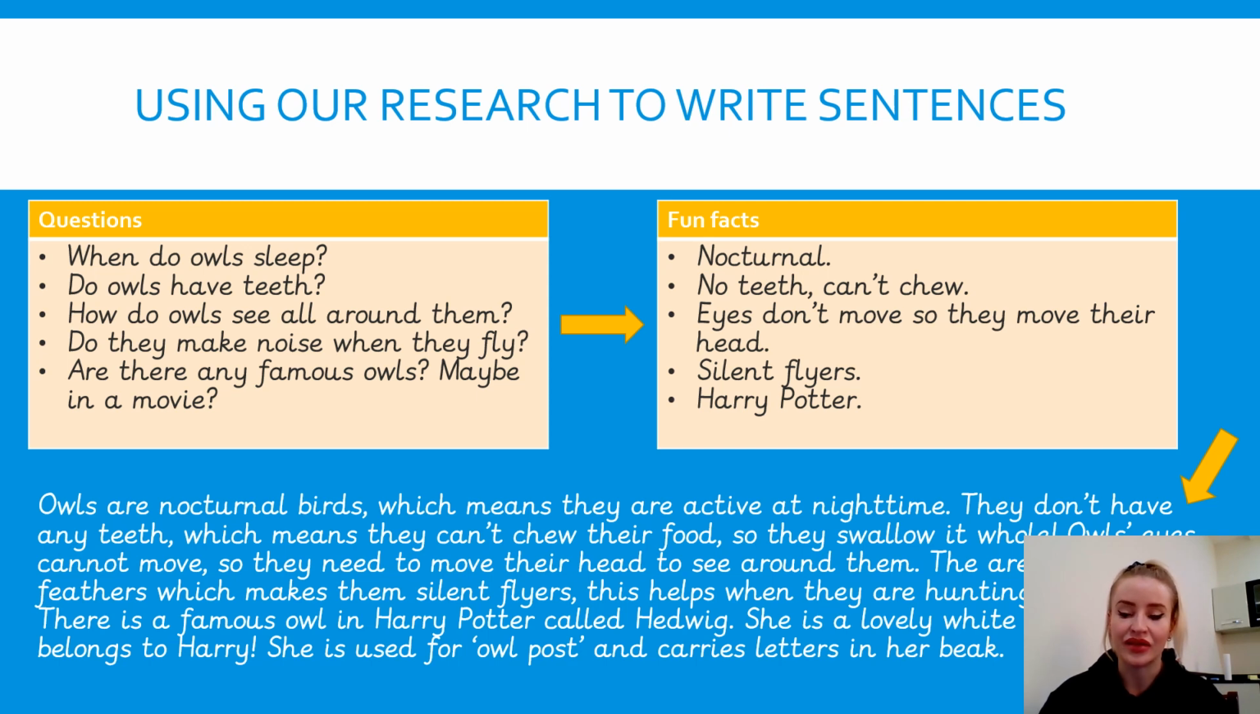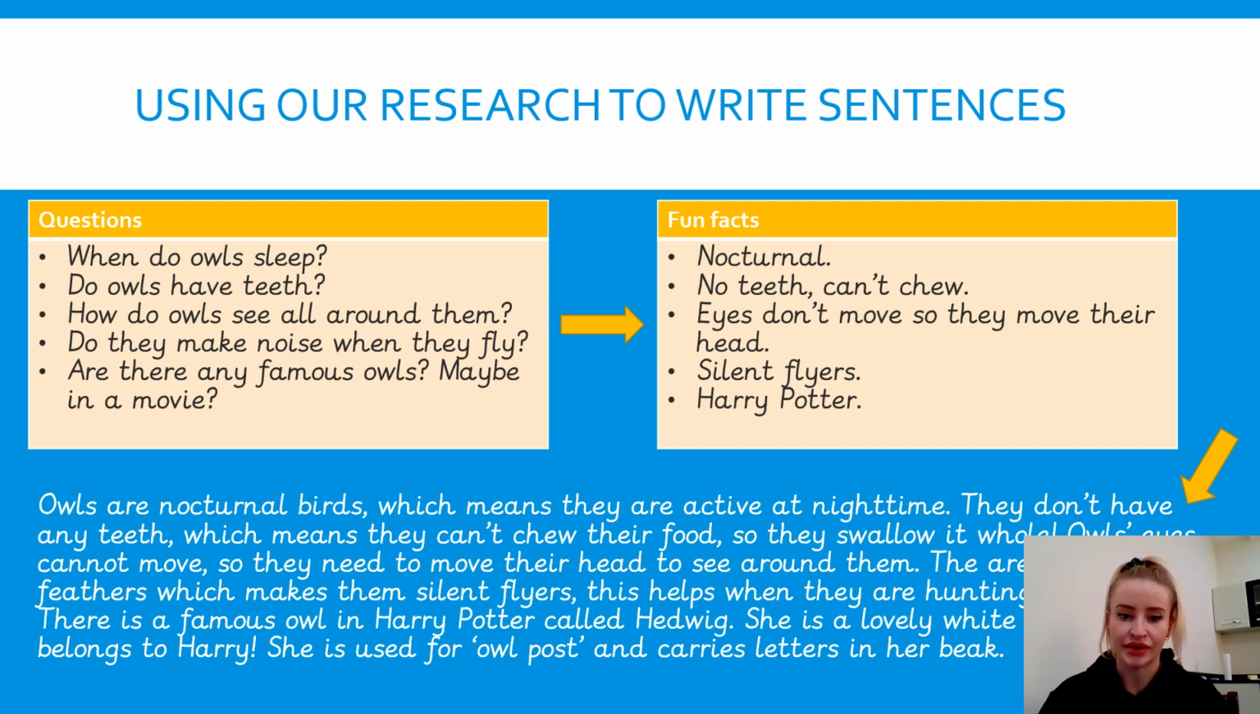But here are the bullet points and the information that I found out when I did my research. So I've written nocturnal, no teeth, can't chew, eyes don't move, so they move their head, silent flyers, Harry Potter. And you're probably thinking, that doesn't really make sense, and that's okay because it's my plan. So your plan mightn't make sense to anyone else, but this is why it's so important for you guys to really start to write your full sentences and explain what you mean and what kind of things you find out in your research.